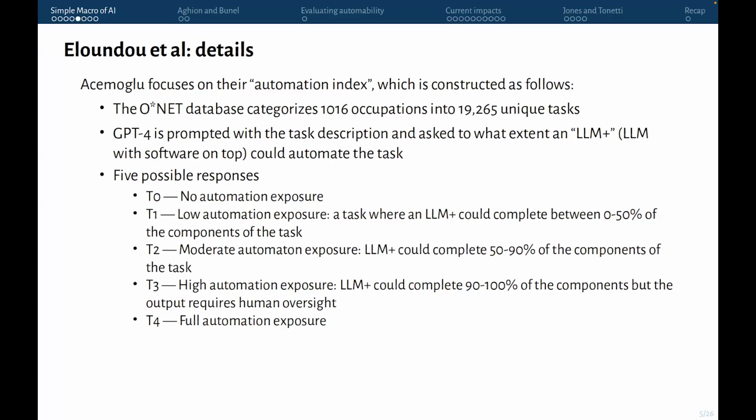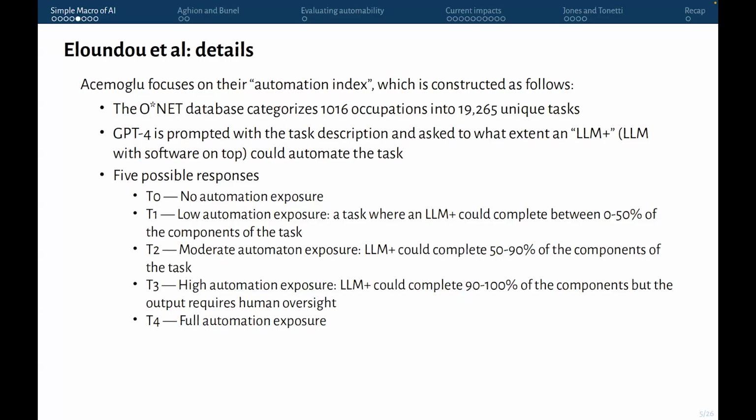So as Eric mentioned yesterday, the ONET database categorizes a bunch of different occupations into a bunch of different tasks. What they do is feed into GPT-4 those task descriptions and ask GPT-4 to say to what extent an LLM plus, which is an LLM with software on top, could automate the task. Software on top you can think of as existing wrapper technology that builds in multimodal capacities, but not too far beyond what an LLM can do.